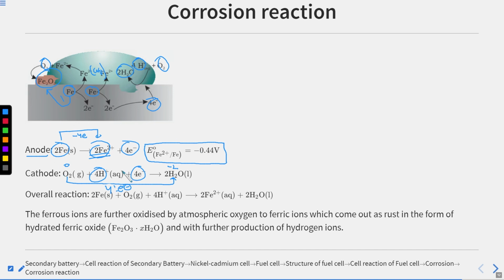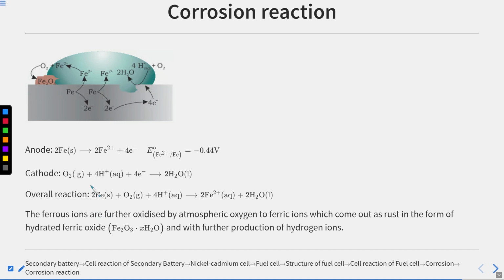Now again we will add both of these reactions. So this 2Fe will be here, this O2 is here, and the 4 electrons and 4 electrons cancel out. Then we have this 4H+, this 2Fe2+ is here, and this H2O is here. So this is the overall reaction. This is our overall reaction.